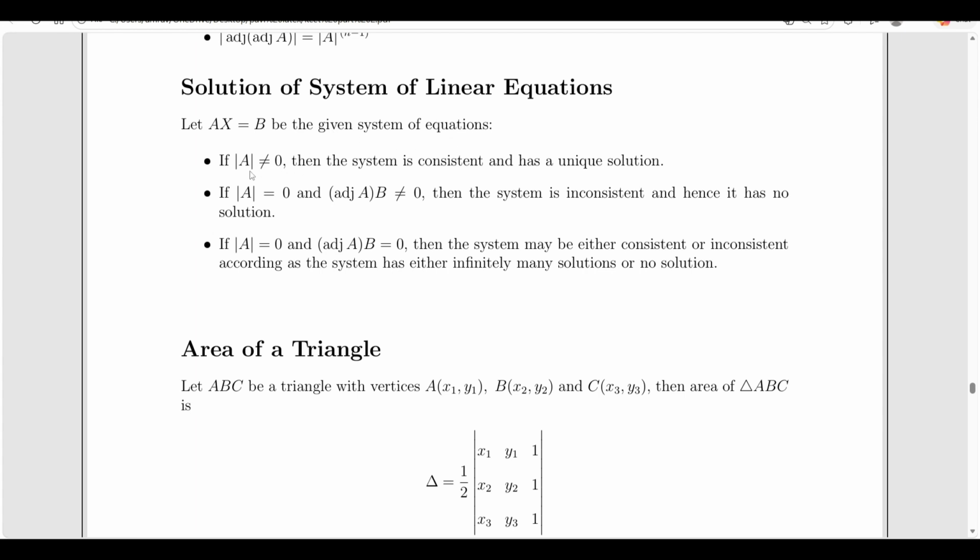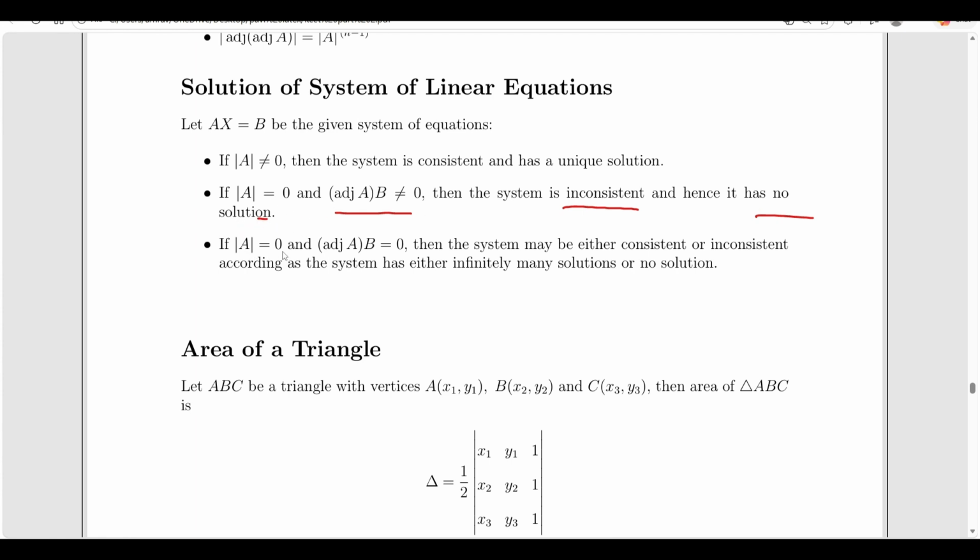If determinant A is not equal to 0, that means it is a non-singular matrix, then the system is consistent and it has a unique solution. If determinant A is equal to 0, that is if it is a singular matrix, then we check with adjoint A into B. If adjoint A into B is not equal to 0, then the system is inconsistent and it has no solution.